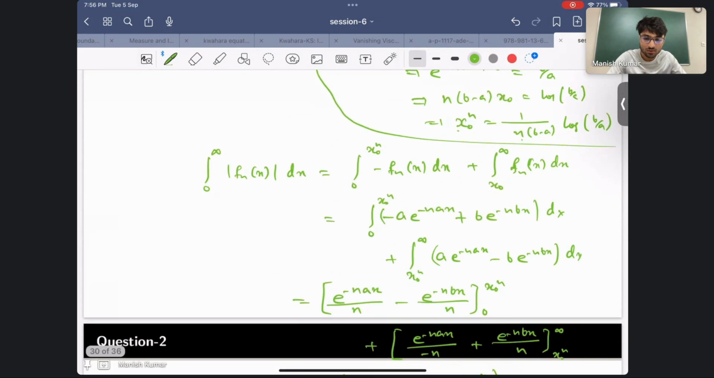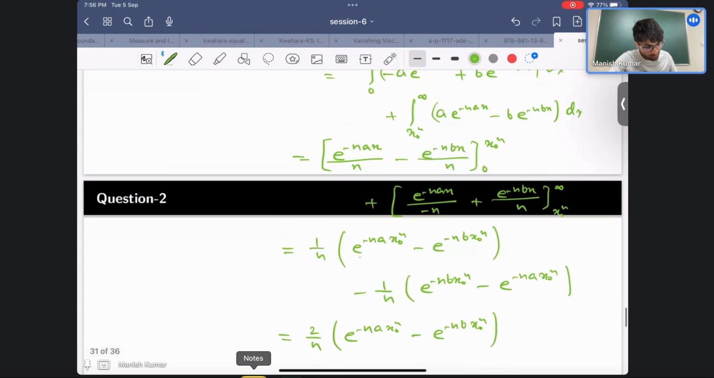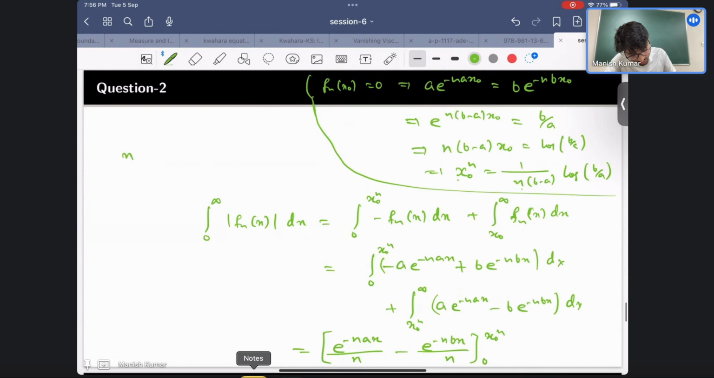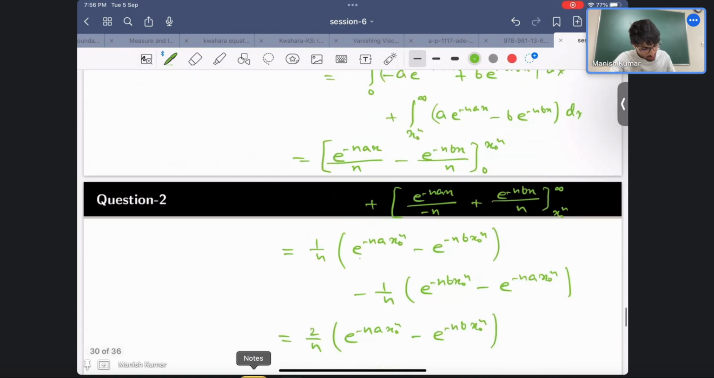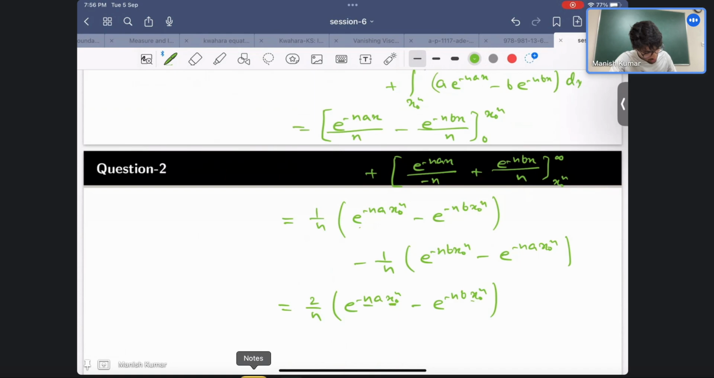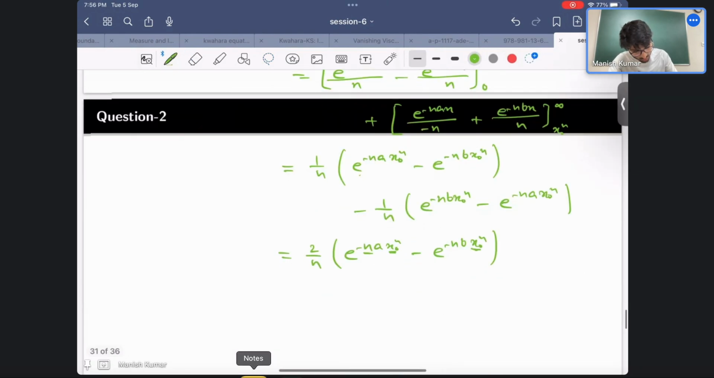Yeah, so what I was saying is that we will get this thing here. Now, n times x naught, if I want to write from here, this will be 1 by b minus a log b by a, which is not depending on n. So the right hand side is independent of n. So this n times x naught n, I can write as some constant depending on a and b, so c of ab. Let me put it here somewhere.